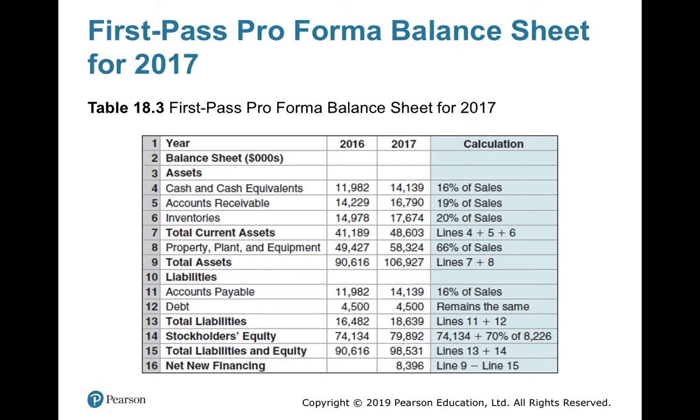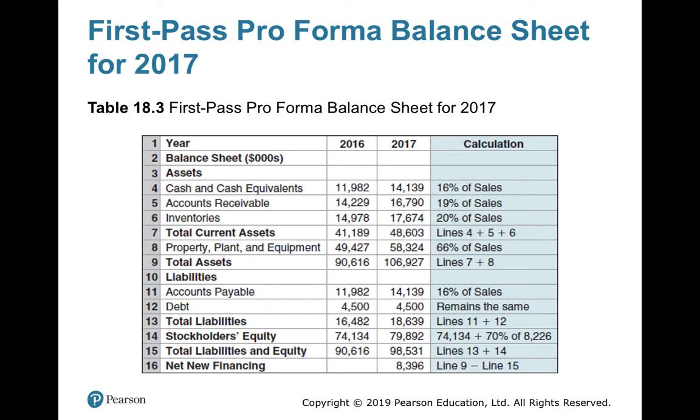98,531. You can see here 98,531 is on line number 15. The 98,531 is added with, open your calculators please, if you have your calculator in your hand you can easily do it, or open your spreadsheet. 98,531, when you are holding 70% of the net income, your total liability and equity will be 98,531.